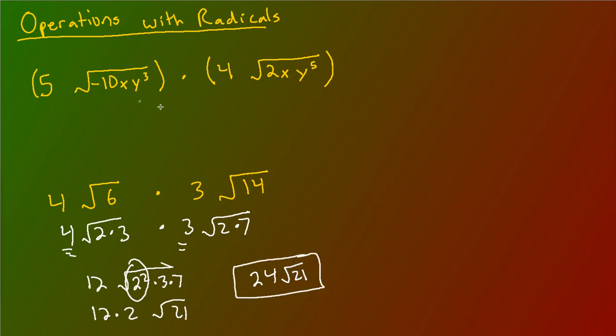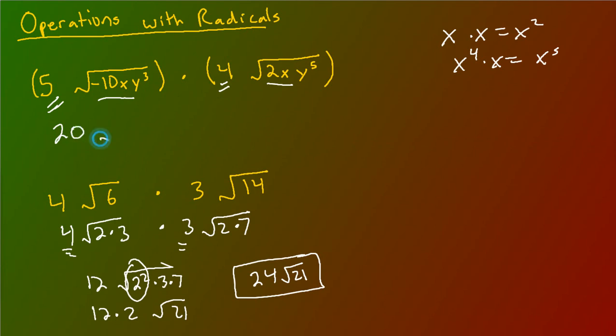All right, right here. Now I have a few things going on here. I have an imaginary, and I have this multiplication going on. So we need to remember, like something like x times x, that's x squared. If I had something like x to the 4th times x, well, that's like x to the 5th. So all of these are on the inside here, so I can multiply them. And these are on the outside, so I multiply them. So I have 20 square root.